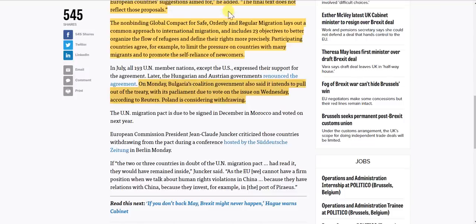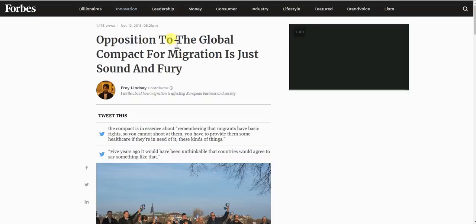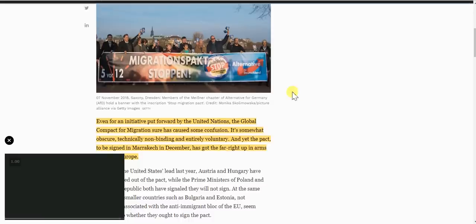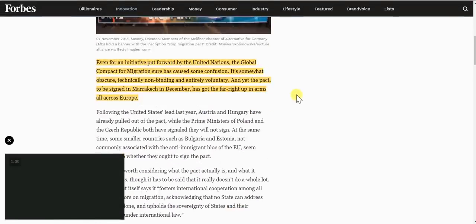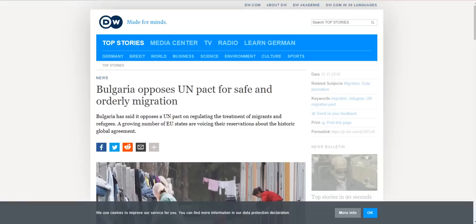Poland is considering withdrawing. So here is "Opposition to the Global Compact for Migration is sound and fury," and this is Forbes. I wanted to show you this because they're trying to say no, it's nothing to worry about. It says, quote, even for an initiative put forward by the United Nations, the Global Compact for Migration sure has caused some confusion. It's somewhat obscure, technically non-binding, and entirely voluntary. And yet the pact to be signed in Marrakesh in December has got the far right up in arms all across Europe. Yeah, well, they're giving away their sovereignty.